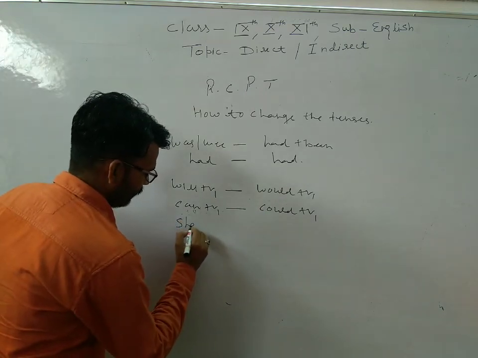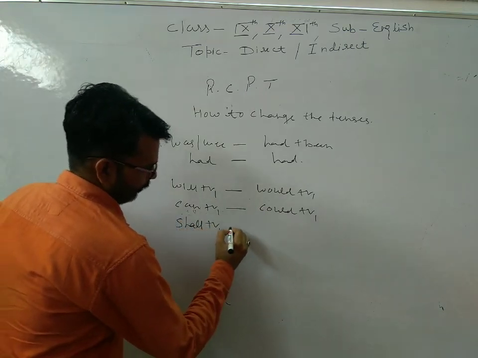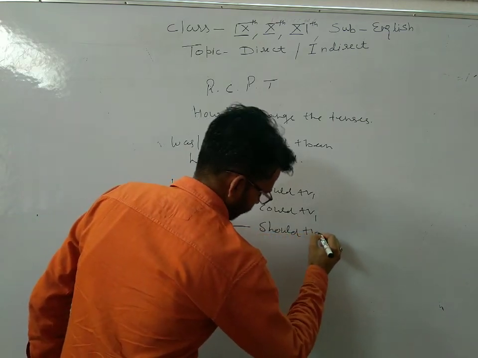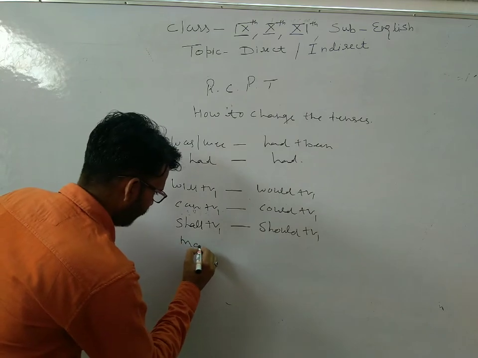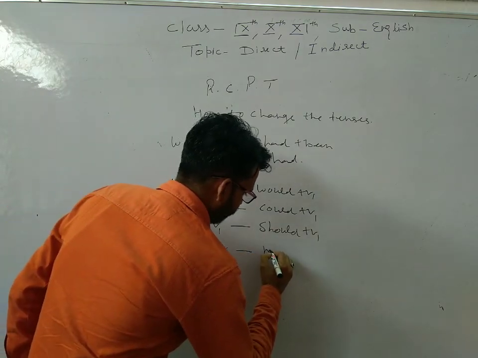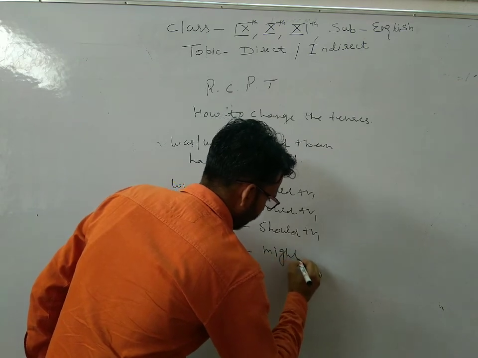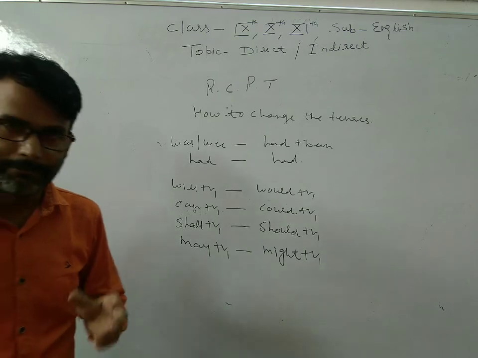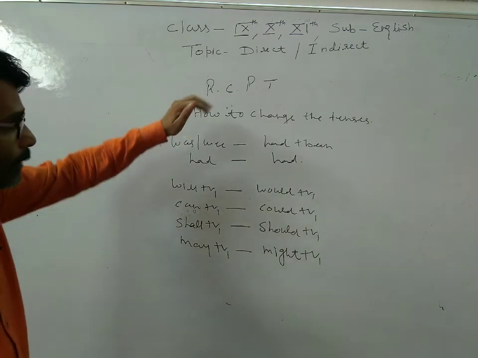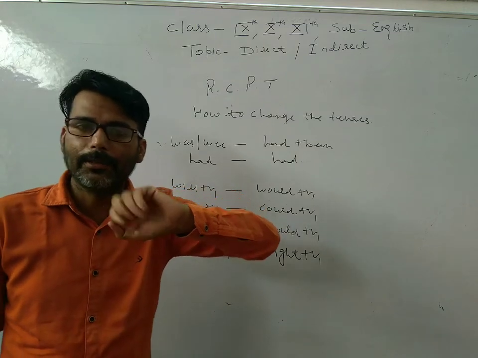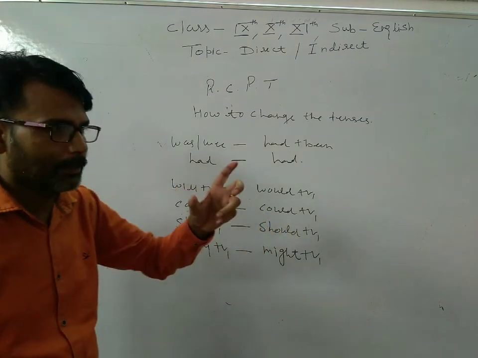If there is shall, it will change into should, and the verb form will remain same. If there is may plus v1, may will change into might, and the first form of the verb will remain same. So in how to change tense, we have discussed about 13 rules.